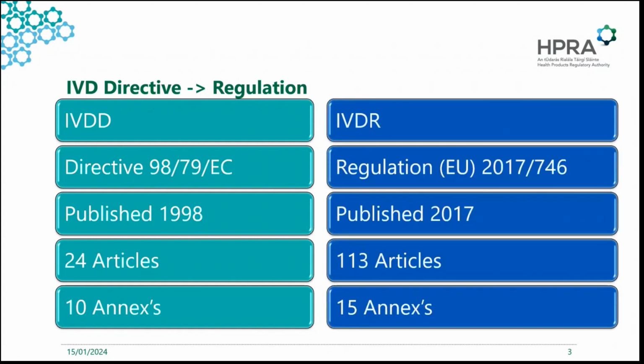And when the regulation was published in 2017, there were 113 articles and 15 annexes. So you can see there's an awful lot more detail in the regulation in comparison with its predecessor. And it strengthens a lot of the requirements for medical devices, especially around clinical evidence and supply chain aspects.